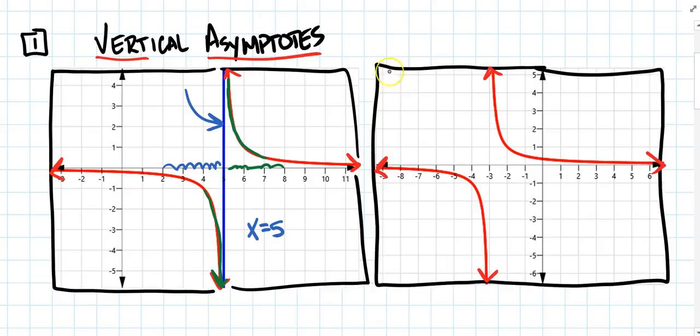Now over here in graph number 2, the vertical asymptote is the line x equals -3. Most of the time, you're not going to have the vertical asymptote drawn in. You're going to have to identify it from a graph. So you want to look for where the graph is shooting up off into infinity or down to negative infinity. And that's basically what a vertical asymptote is. It's a vertical line that the function tends to behave like for values really close to it.